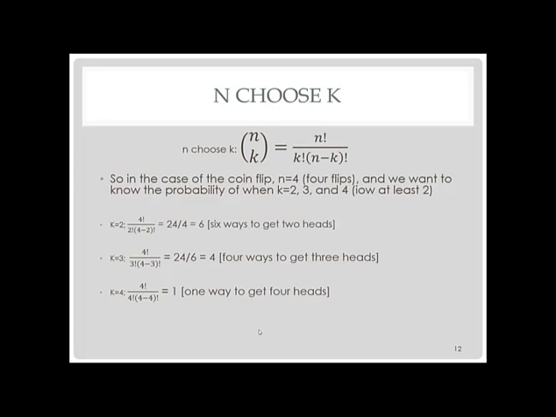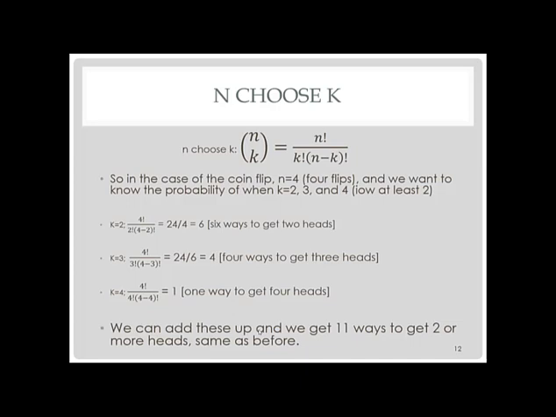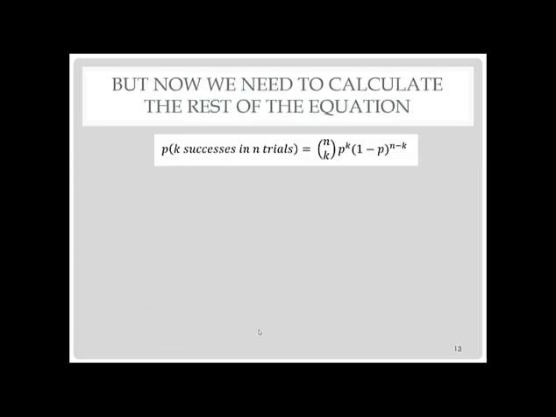That's intuitive there. And so how many ways are there to get 2 or more heads on 4 flips? We would add these up. Same as we found before. There are 11 ways to get 2 or more heads. Same as when we wrote out all of the 16 combinations. So that's that first part of the distribution formula.